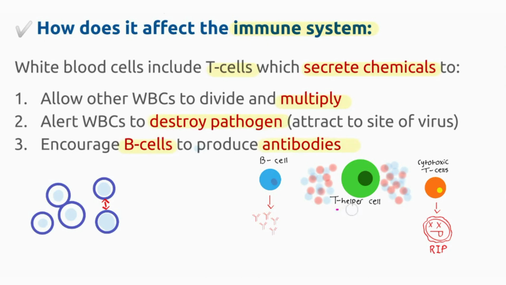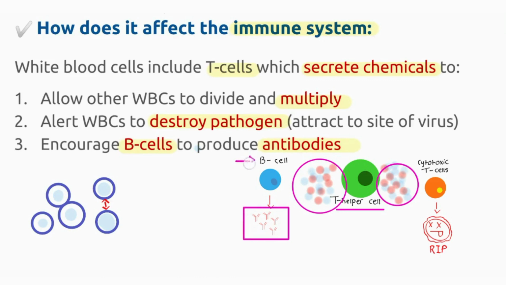Now, the T helper cell, as shown here, secretes chemicals. These chemicals encourage the production of antibodies by the B cell. It also encourages the destruction of the pathogen and the attraction of cells to the site of the virus. T helper cells also allow the other white blood cells to multiply and develop.